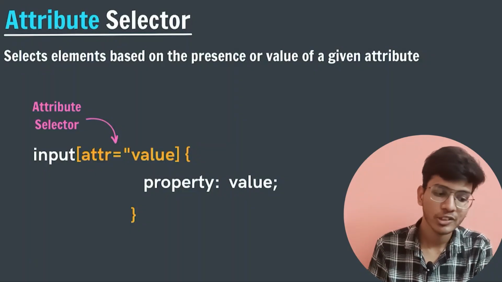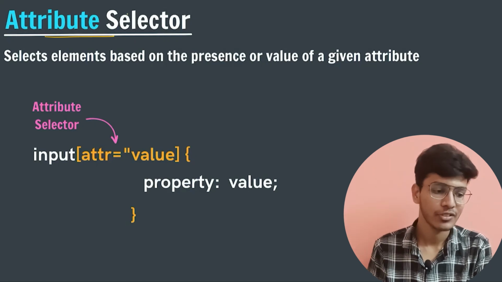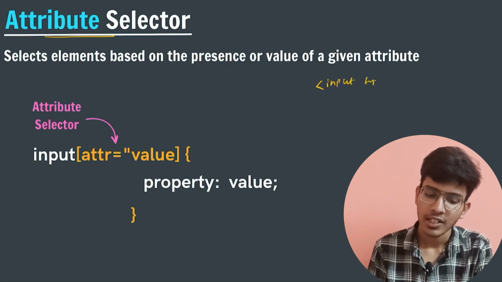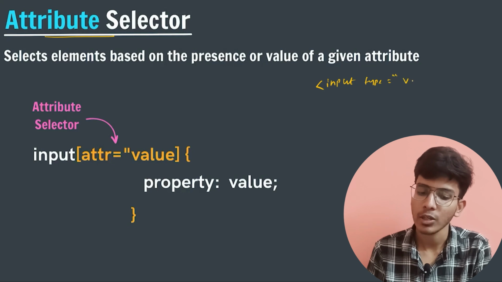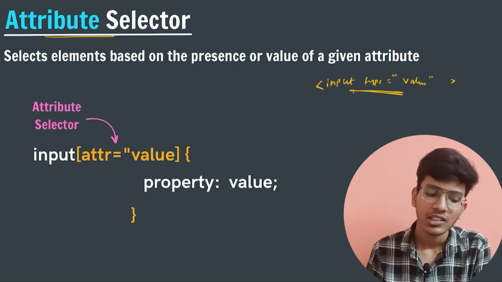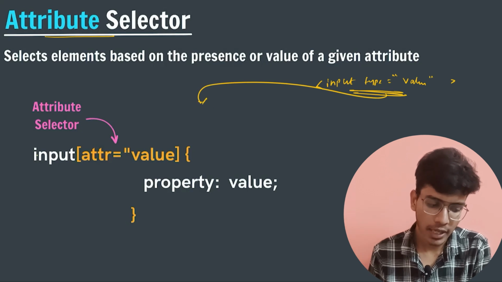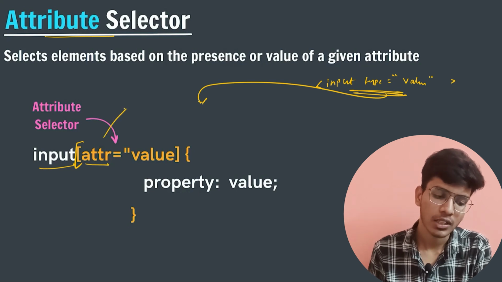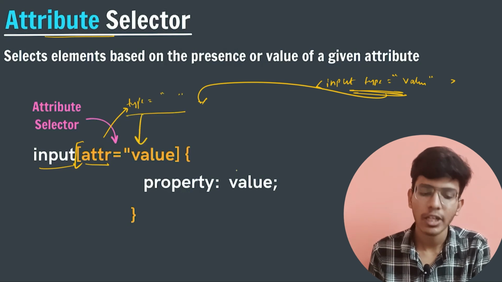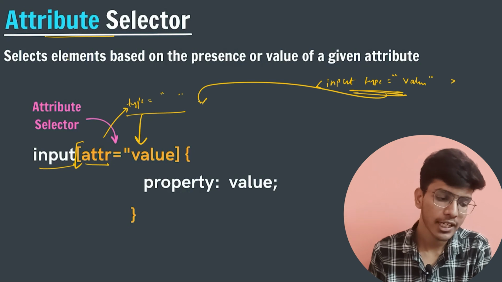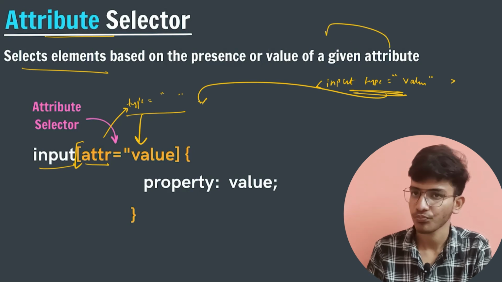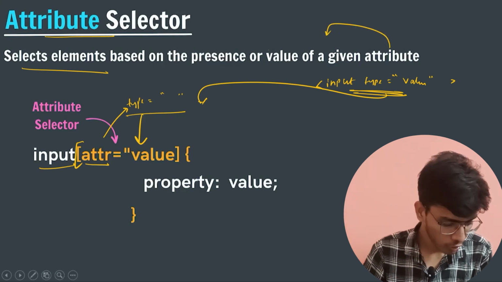Similarly, we have attribute selectors. So what attribute selectors will do is that, let's say I'm having input type equals to something you have given, right? Type is equals to some value, and for this value you want to apply some styling. So first of all you will write input, square bracket, the attribute. Let's say you want to give type equals to some value, right? So you will write type equals to some value here, and you will give the corresponding property. So what this will do is that it will select elements based on the presence or the value of that given attribute.